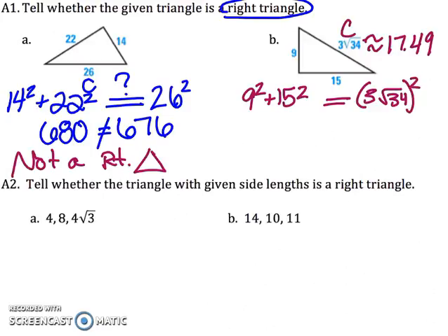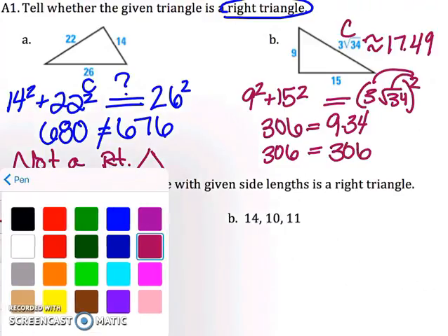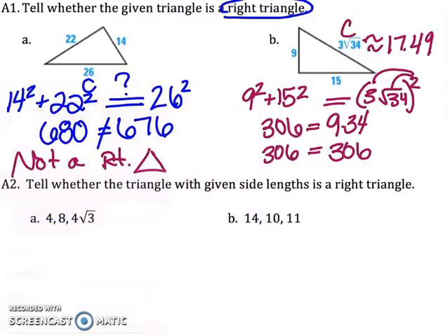On the left side, 9 squared plus 15 squared, that's 306. To square the 3 square root 34, I square the 3, that's 9, and multiply that by squaring the square root, that cancels, that's 34. And I get 306 on the left still, and 9 times 34 is also 306. So since the equation comes out to be the same value on both sides, I then know that yes, this is a right triangle.